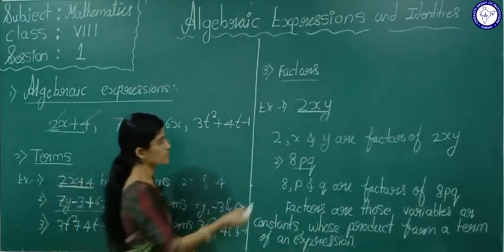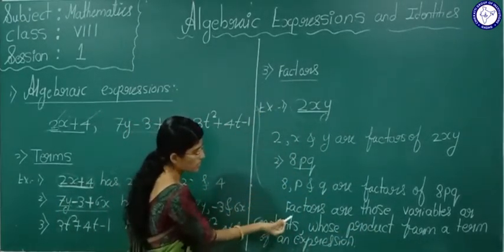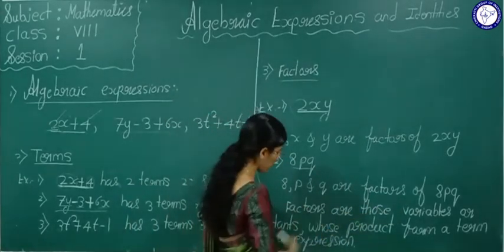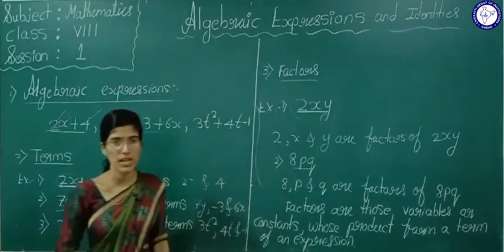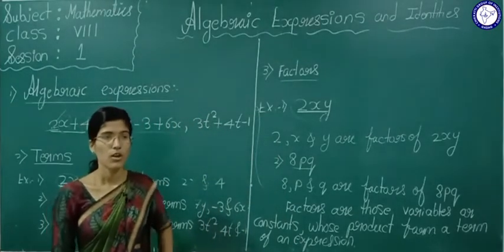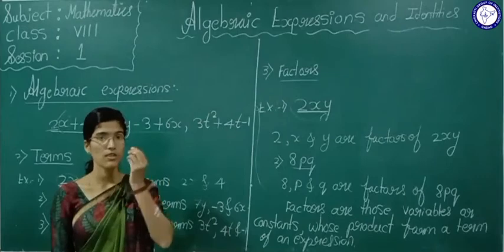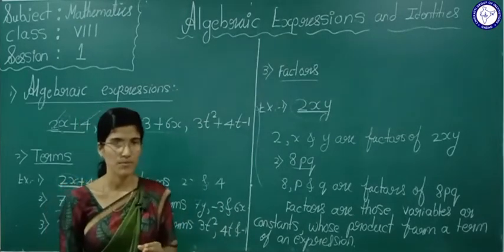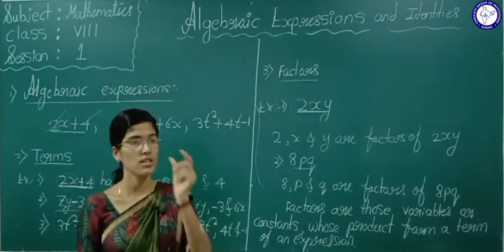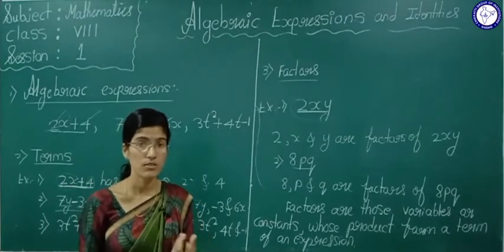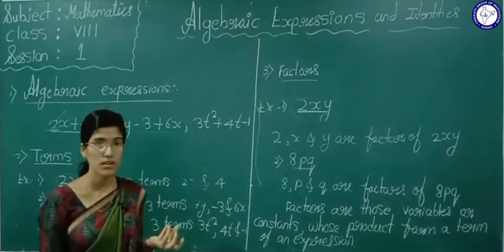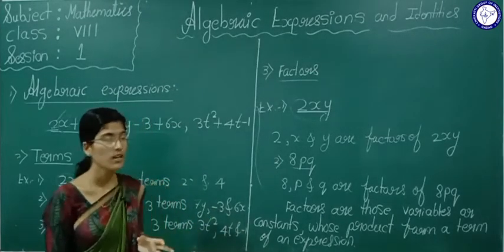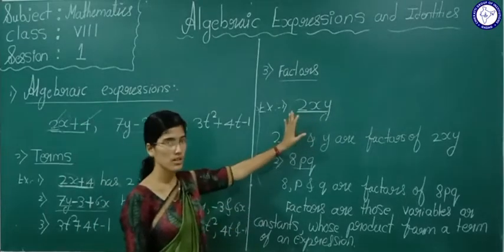Now from this we come to know that factors are those variables or constants whose product forms a term of an expression. Yes or no? How will a term happen? By the product of factors only. By the product of factors we can make a term. Is it understood? With the product of factors only we can make the term.